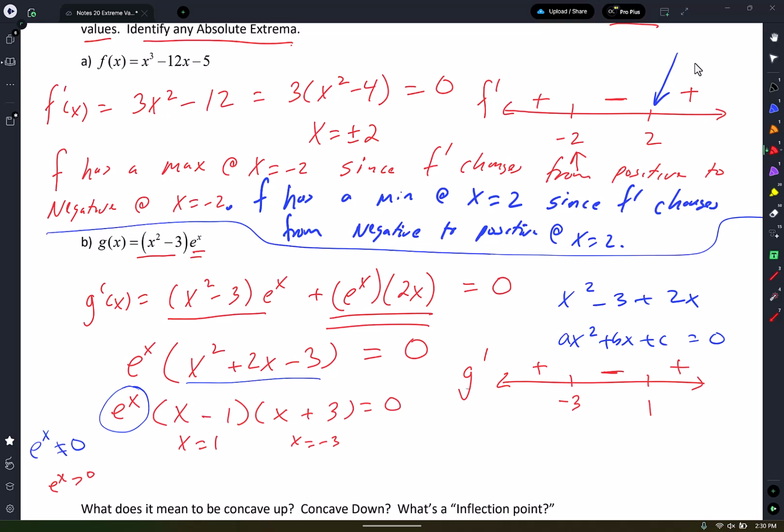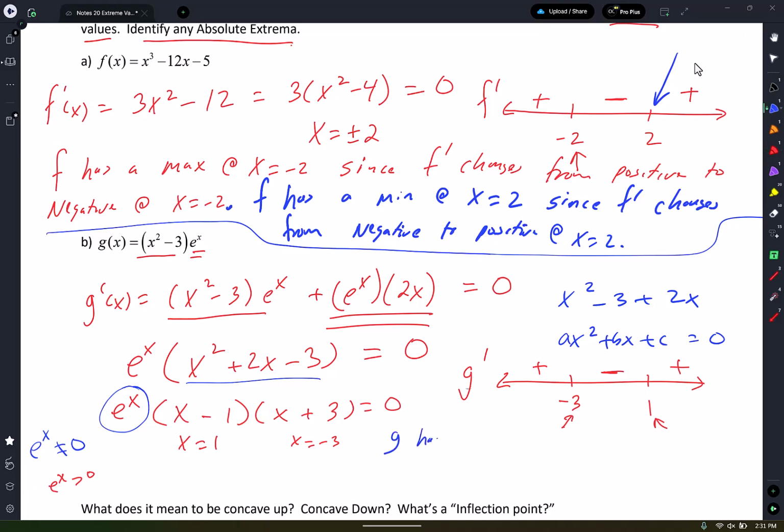We read a graph left to right. What do I have at negative 3 if it's going from positive to negative? Max. What about at 1 because I'm going from negative to positive? Min. So I'm going to write, let's write right here. Let me see. Can I fit it in there? I'll put it in blue.